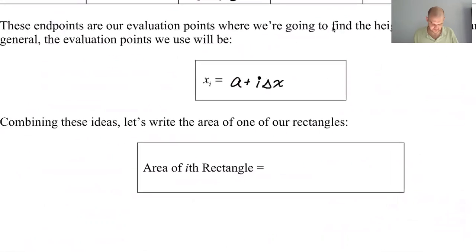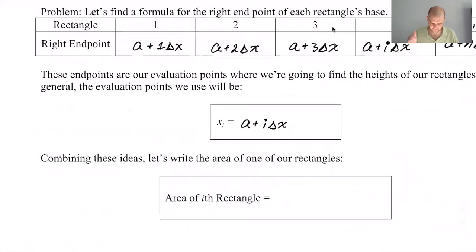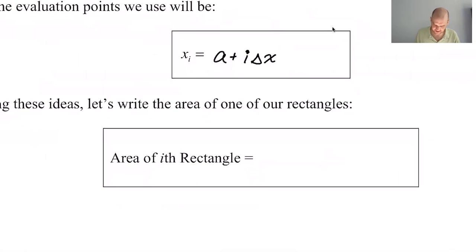All right, so this is where you find the height. x sub i is where you find the height, so the actual height is f of x sub i. So the area of each rectangle is the height, f of x sub i, times the base. So this is the height.